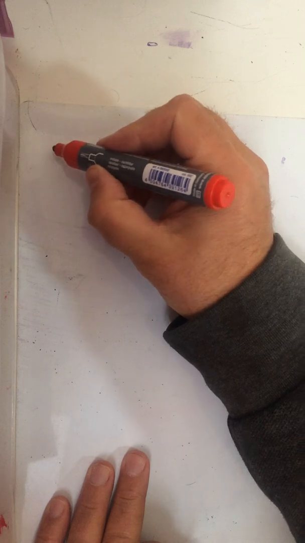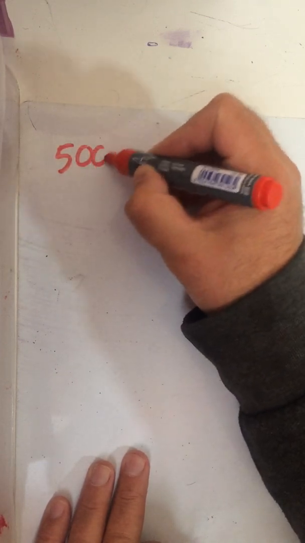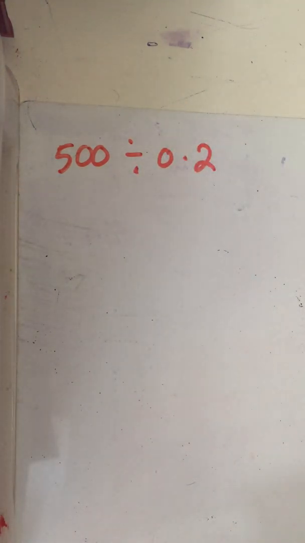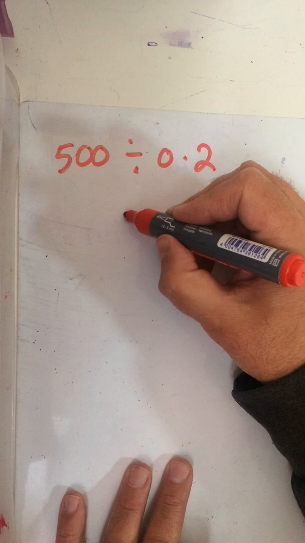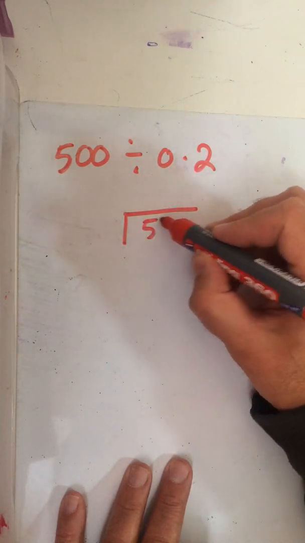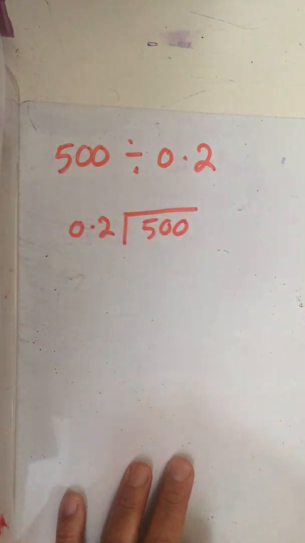Right, okay, hopefully that was fine. Let's go on and do a little bit on division. So for example, you might be asked a question something like 500 divided by 0.2. If we put that into a bus stop method, it'll be 500 divided by 0.2.